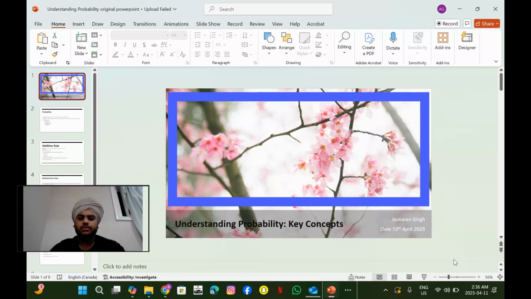We will explore some key concepts in probability, including the addition rule, multiplication rule, contingency tables, and tree diagrams. I will also share some relatable daily life examples to help you grasp these concepts better. Let's start with a brief introduction to probability.